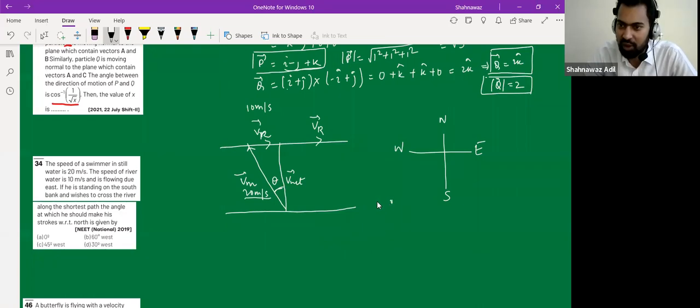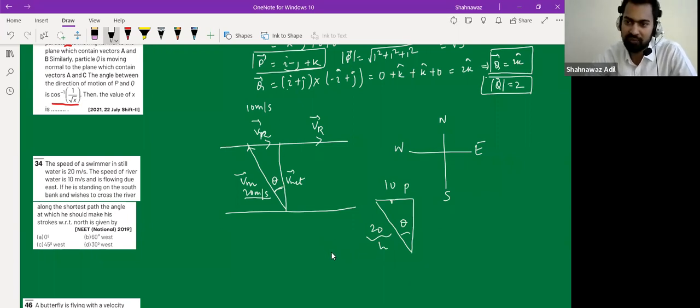So let's just draw this diagram here. So this is theta, this is 20, this is 10. Okay, so this is what? This is the hypotenuse, this is the perpendicular, right? So what trigonometric identity will we use?